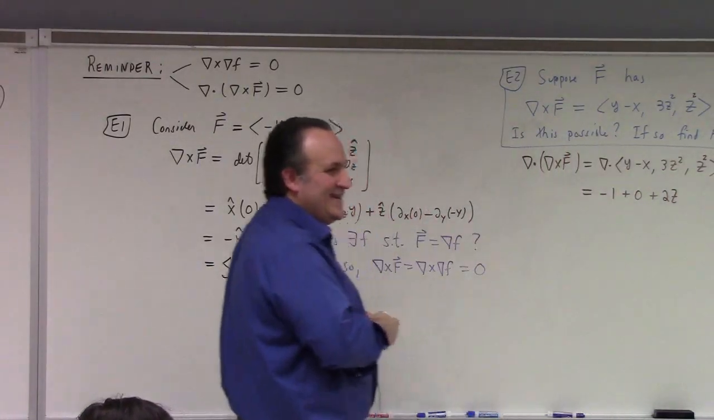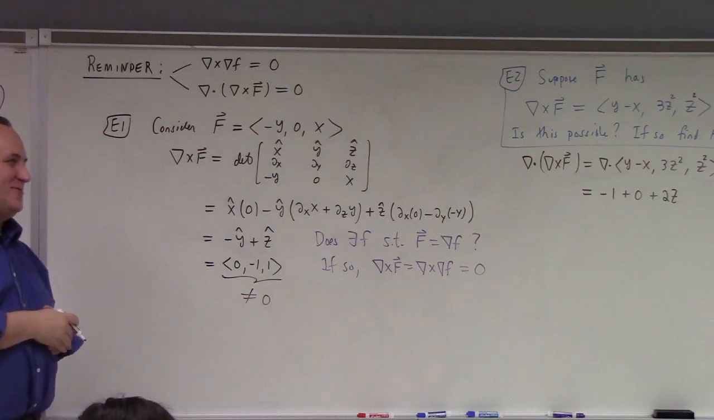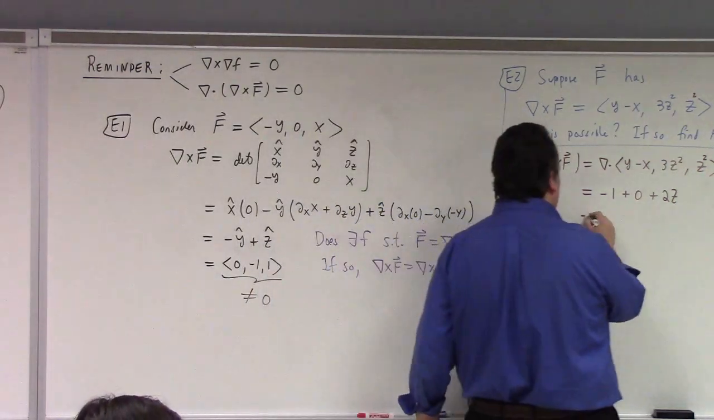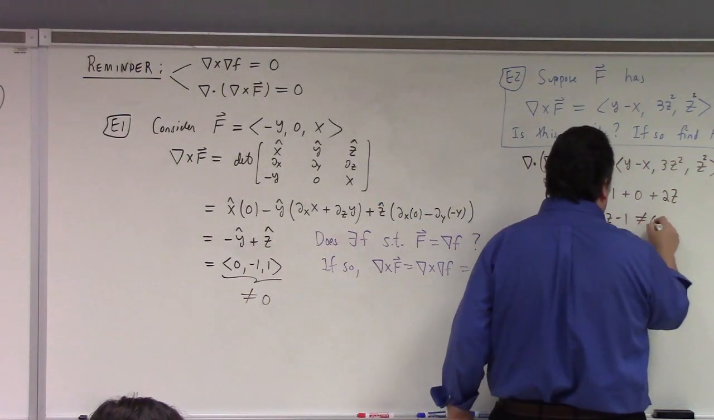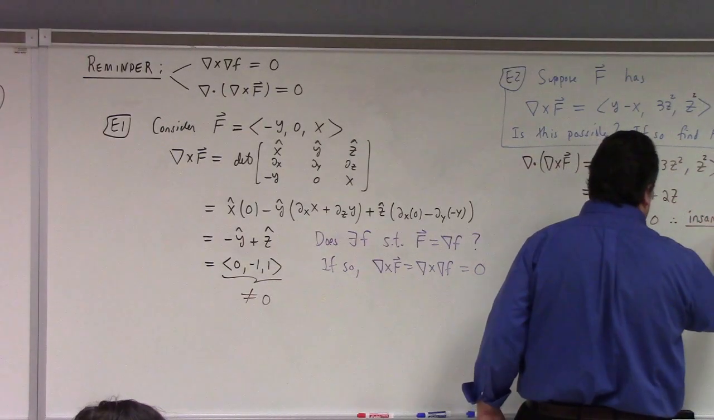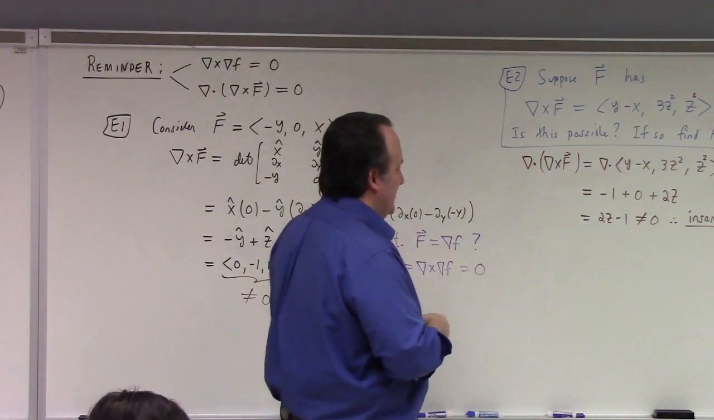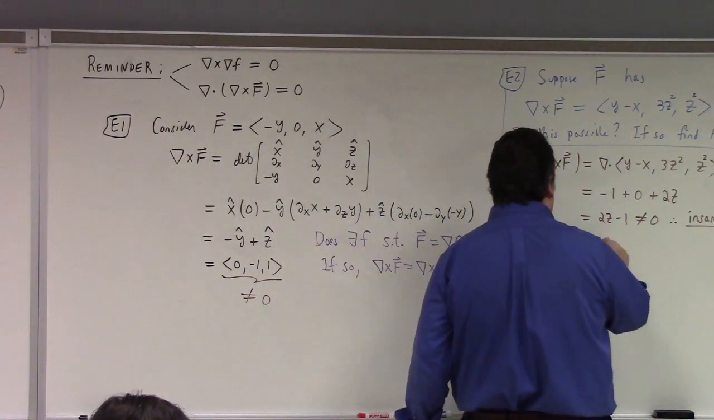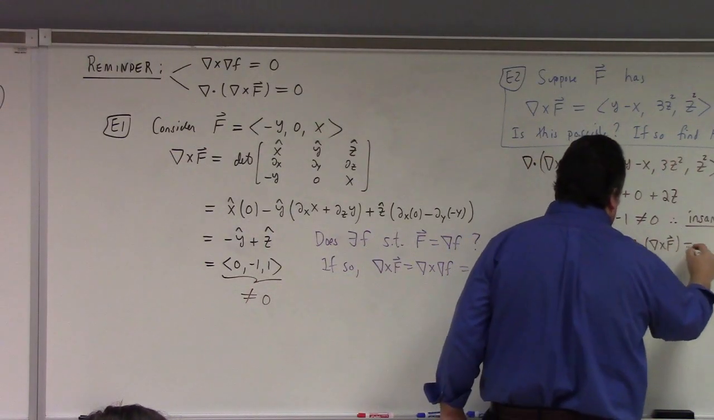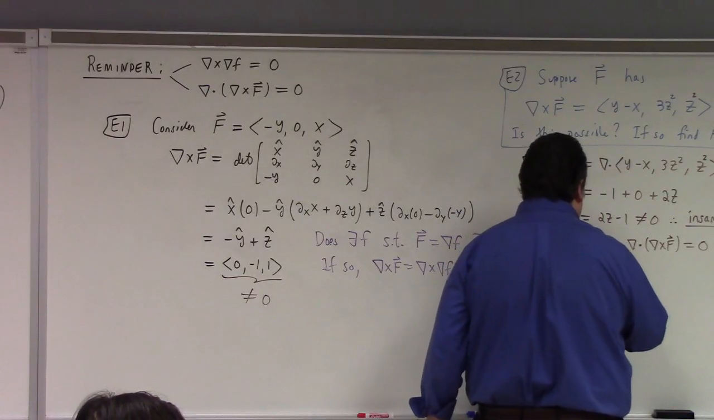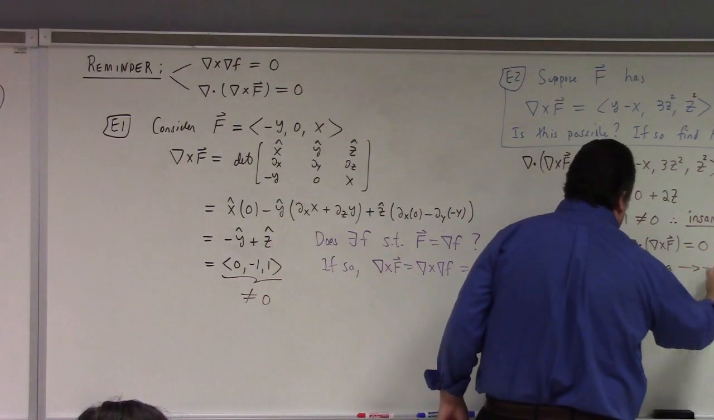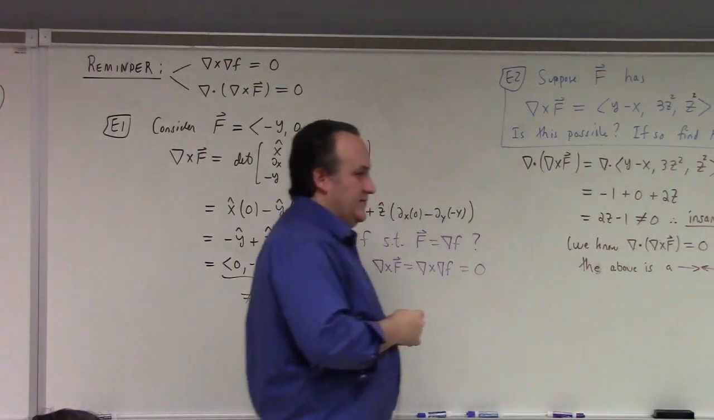I wanted this to fail. Okay, so I somehow made it work out to 0 to start with, which is not what I wanted. So this is clearly non-zero. 2z minus 1, which is not equal to 0, therefore insane. You can't have that, because we know that the divergence of the curl is equal to 0. The above is a contradiction.